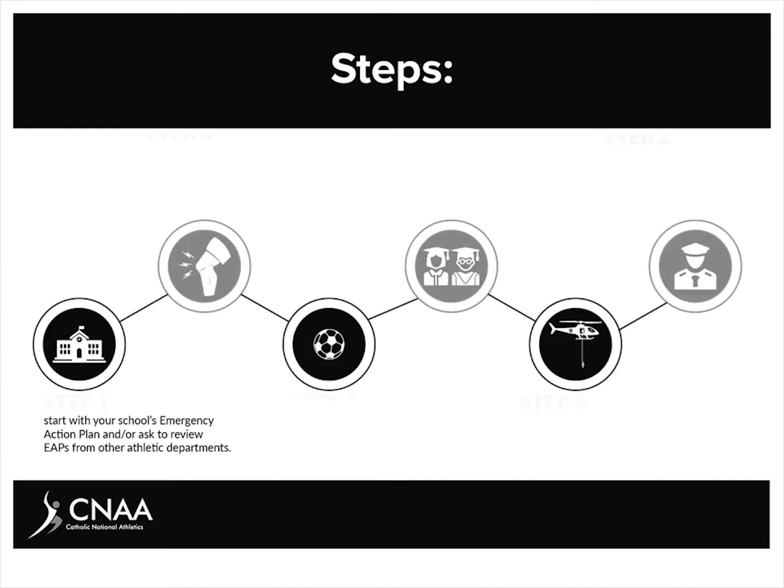Step 1. Start with your school's emergency action plan and/or ask to review EAPs from other athletic departments. Step 2. Amend the school EAP to include situations specific to athletic departments, including athlete injury and maintenance issues, or amend the borrowed EAP to fit your own school.